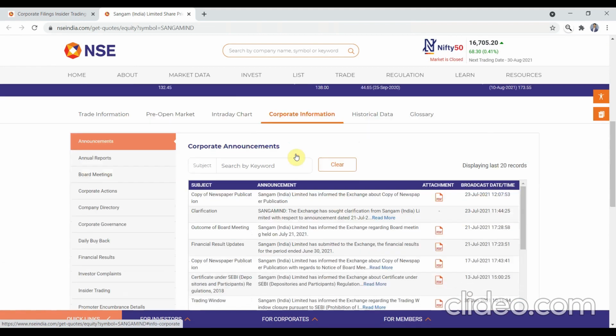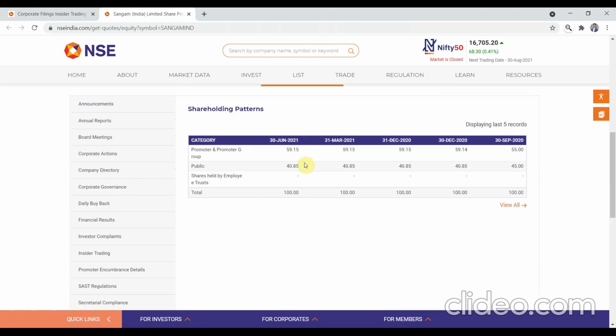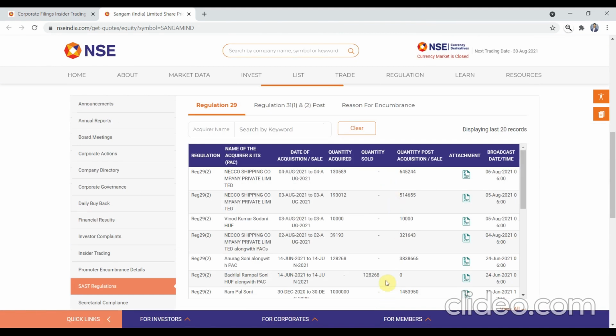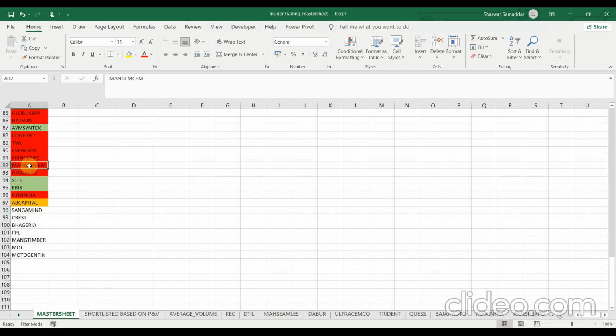Go to corporate information, check the shareholding pattern. Shareholding looks good. Moving on to SAST regulation. There's a selling reported on 24th of June 2020-21. So it failed the criteria. Let's mark the stock as red. Moving on to Crest.